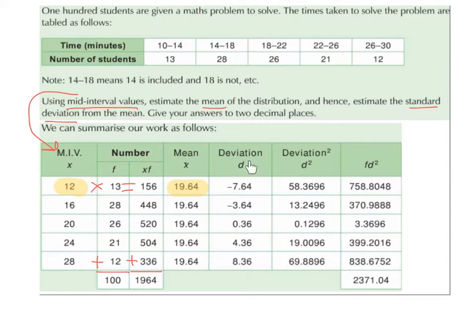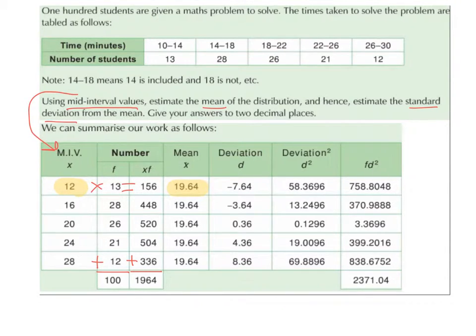Next, we have to square each of the differences, or each of the deviations. Minus 7.64 squared is 58.3696. Minus 3.64 squared is 13.2496. 0.36 squared is going to be 0.1296. 4.36 squared is going to be 19.0096. And 8.36 squared will be 69.8896. It's enough to just do 4 decimal places here, but don't round off to anything smaller than that. We do need 4 decimal places, because if we round off too soon, we'll end up with an error in our answer.